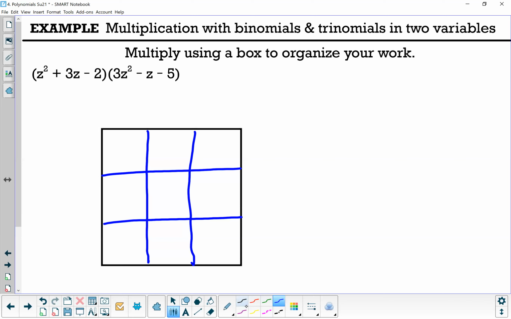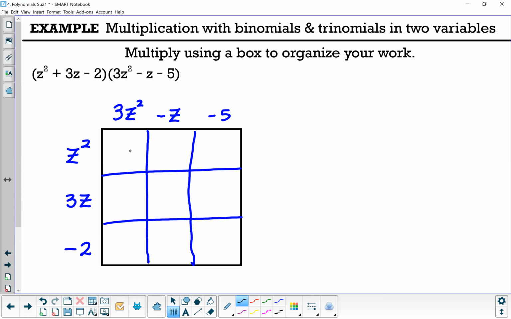I'm going to write the first set of parentheses along the left side. So I have z squared, and then the positive 3z, and then the minus 2. Along the top, I'm going to put the second set of parentheses. So we have 3z squared, the negative z, and the negative 5. It doesn't matter if you were to reverse these, it's going to give you the same result. All right, now I'm going to use this box as a guide.